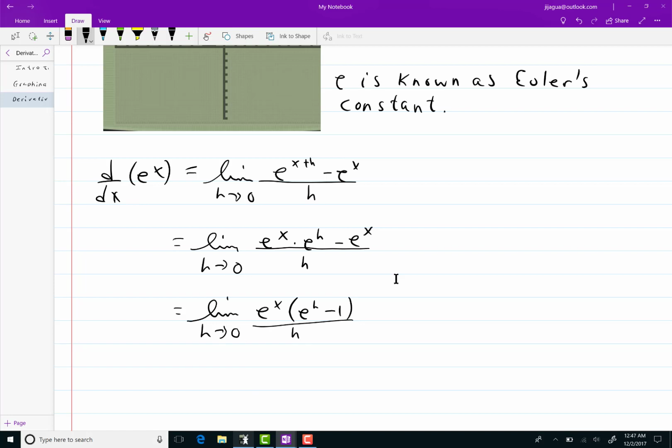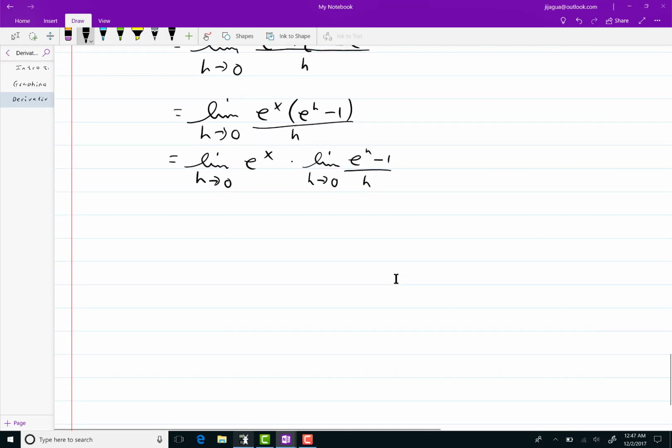Now, what's weird is the only thing that matters when I'm dealing with limits is those quantities that have an h in them. So if I break this up, I have the limit of e to the x times the limit as h goes to 0 of e to the h minus 1 over h. Well, since e to the x has no h in it, as far as h is concerned, e to the x is a constant because h is nowhere in that formula.